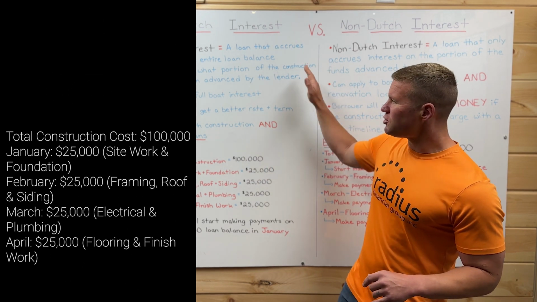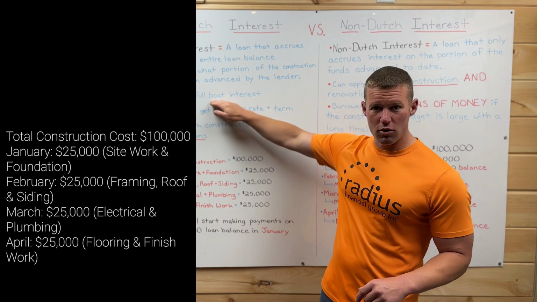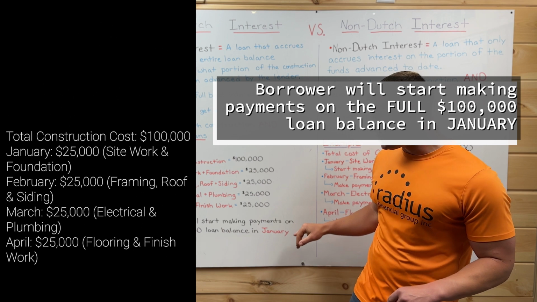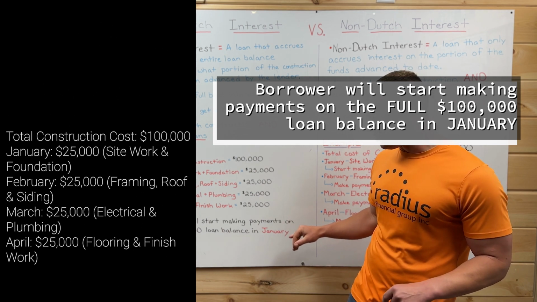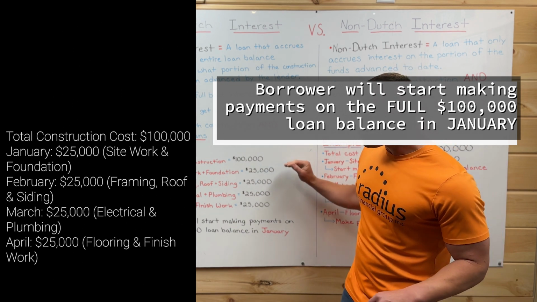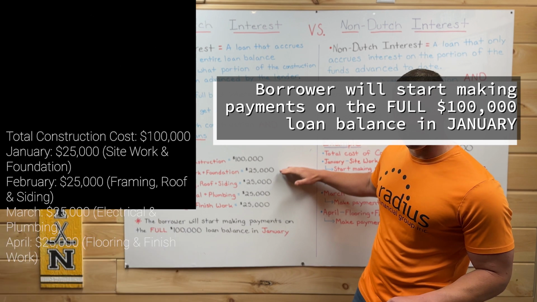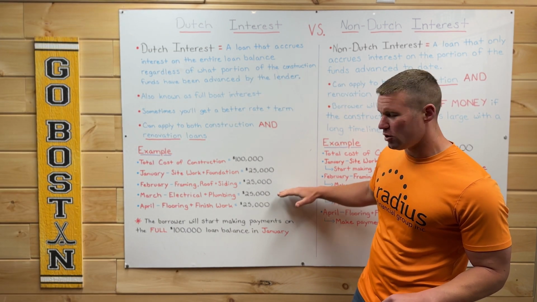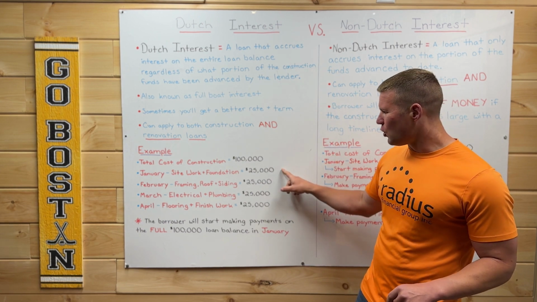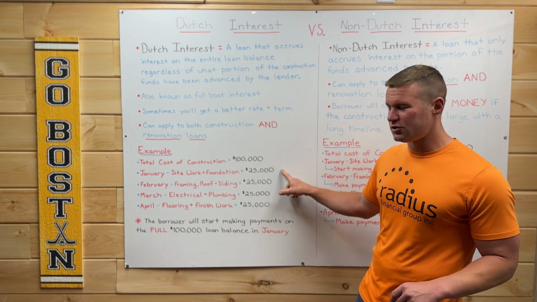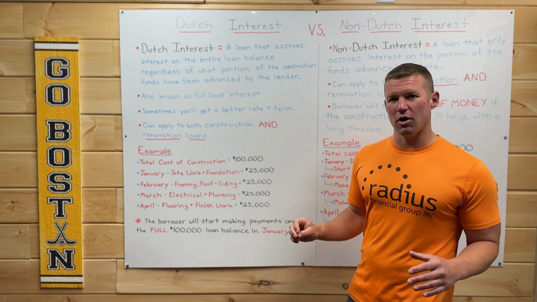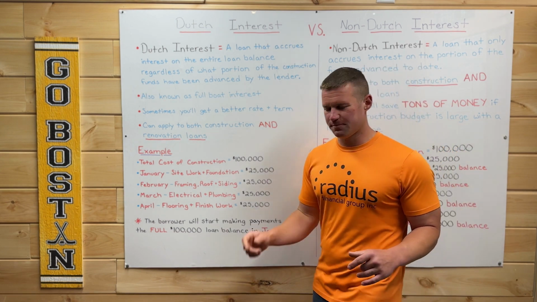Now, with Dutch interest, because we're paying the full boat, the borrower will start making payments on the full $100,000 loan balance in January. So this means that even though the bank is lending out this money in $25,000 draws or increments, with Dutch interest, the borrower is going to start paying back the $100,000 beginning in January. I hope that makes sense. If not, when we talk about non-Dutch interest, it's really going to click.